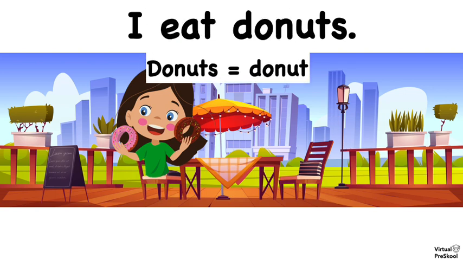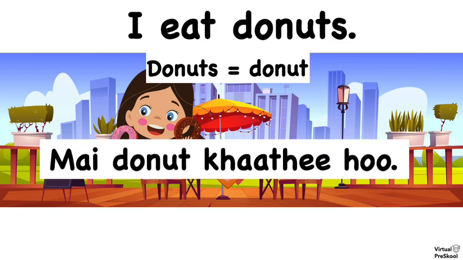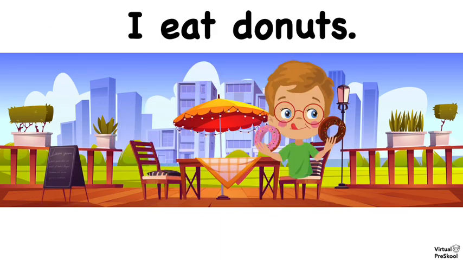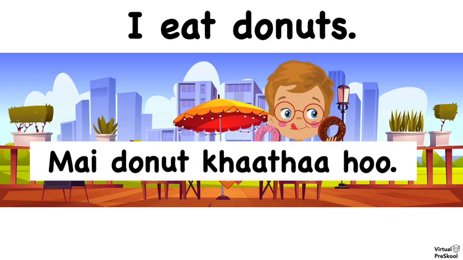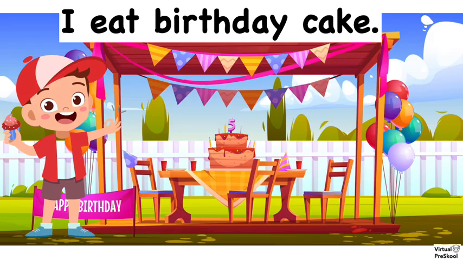I eat donuts. And donuts are just donut. How do we say I eat donuts? मैं donut खाती हूँ. How would he say it? I eat donuts. मैं donut खाता हूँ.